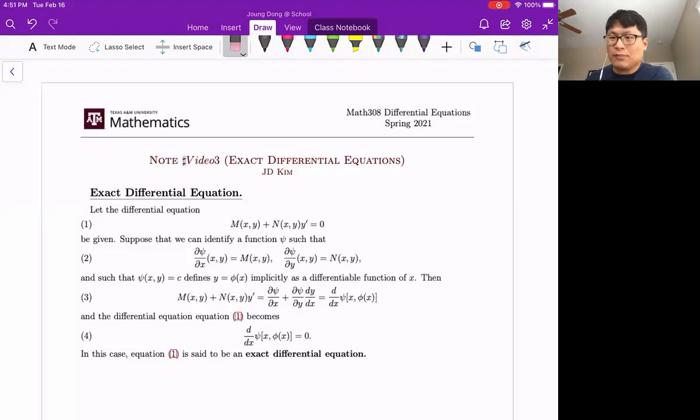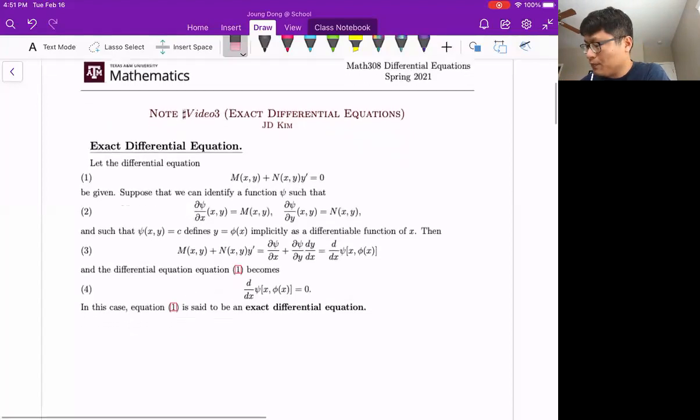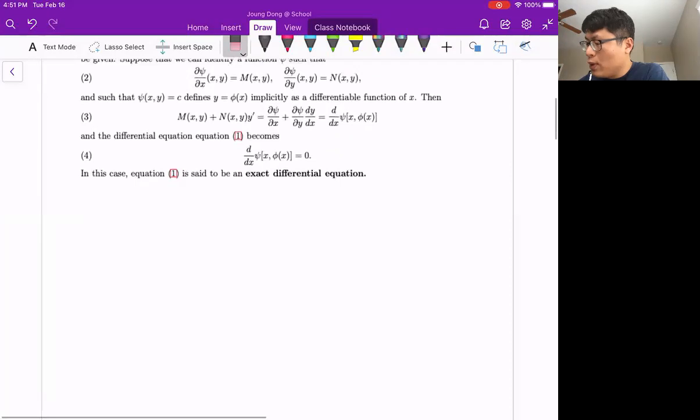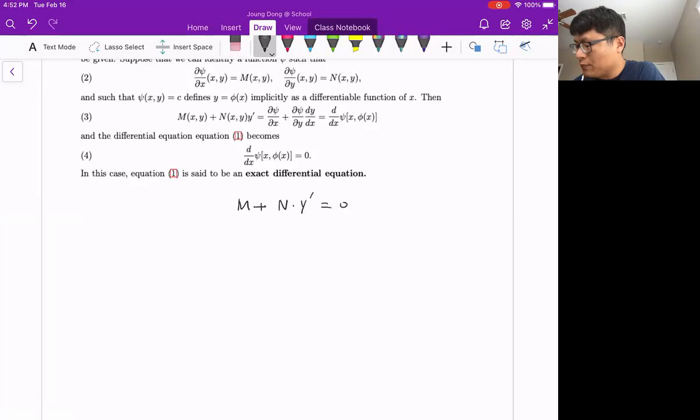There are some statements about the concept of exact, but let me try to explain it in a little easier way. First of all, this works for first order nonlinear equations. Okay, let's do it. Let me rewrite your differential equation first. It is simply written as M plus N y prime equals 0, or you had better write dy/dx instead.